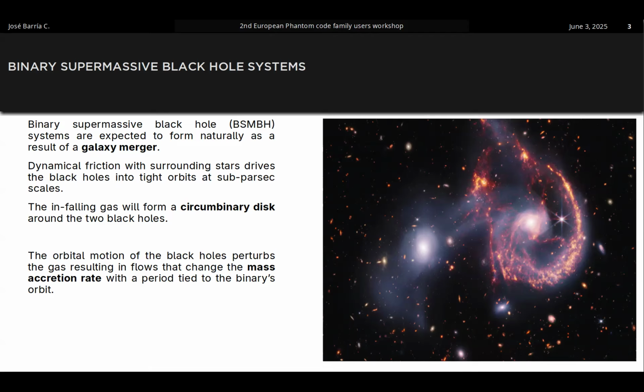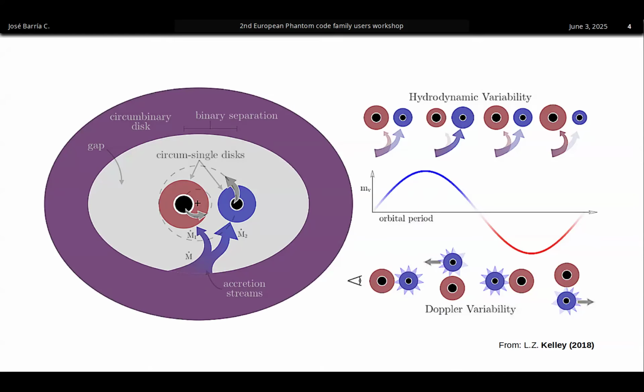So the difference of these AGNs is that the movement of the two black holes can perturb the gas in the circumbinary disk, and that can cause a variable accretion rate and a periodic light curve, which will be tied to the period of the two black holes. So I found this great illustration from Kelly from 2018, which shows what we should expect from these systems.